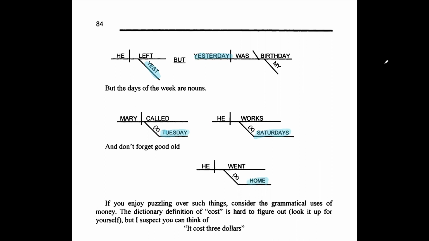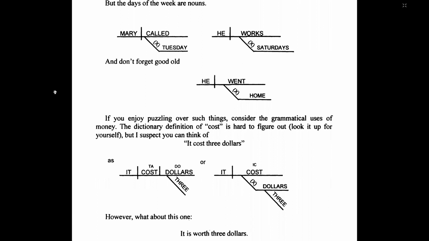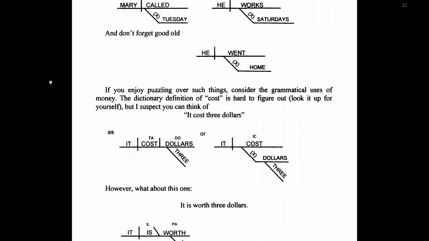If you enjoy puzzling over such things, consider the grammatical uses of cost. The dictionary definition of cost is hard to figure out. Look it up for yourself, but I expect you can think of it. The value of something, or something similar to that. It costs $3. Look, we made it first. She diagrams it as a transitive active verb. But you could make it an adverbial noun. It costs dollars, adverbial noun, right? 3 modifying it. No problem.